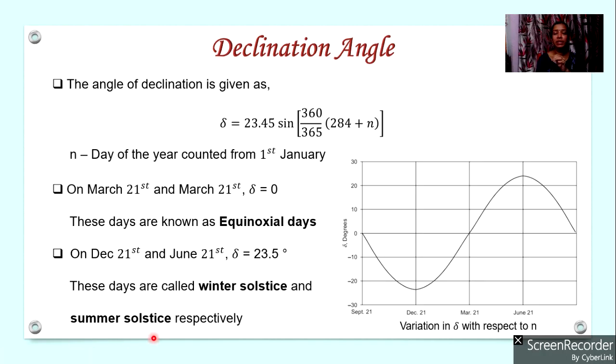And summer solstice means that day in a particular year in which there is the maximum day length. The day in a particular year having the maximum duration of daylight is known as summer solstice, and that day in a particular year having the least duration of day length is known as winter solstice. The day with the longest daytime is summer solstice, and the day with the shortest daytime is winter solstice. So these are the days corresponding to the maximum value of declination delta.